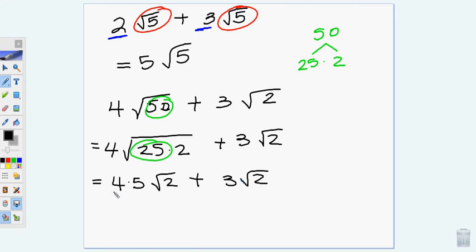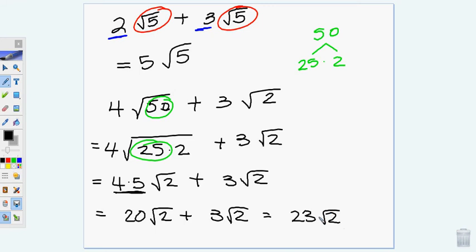This 4 times 5 here becomes 20 times the square root of 2 plus 3 times the square root of 2. And so what ends up happening then is it becomes 23 times the square root of 2. All right? So hopefully so far this has been helpful.